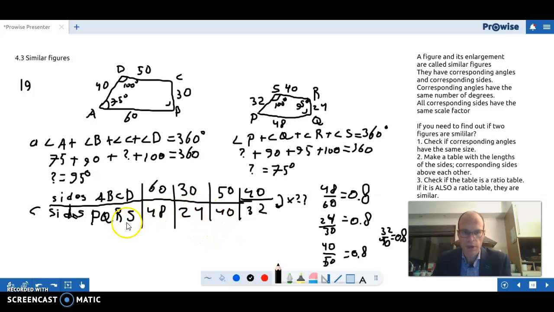So it's a ratio table, and are the figures similar? Yes, because it is a ratio table and the angles are the same.